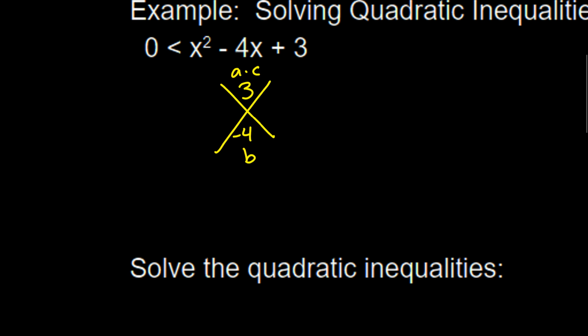Don't answer it. So, what two numbers multiply to get 3, but add to get -4? Oh my gosh, -3 and -1. Easy, easy. So now what do we know?